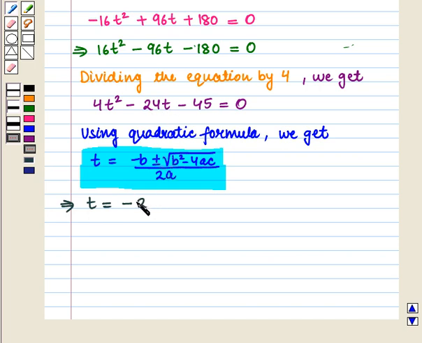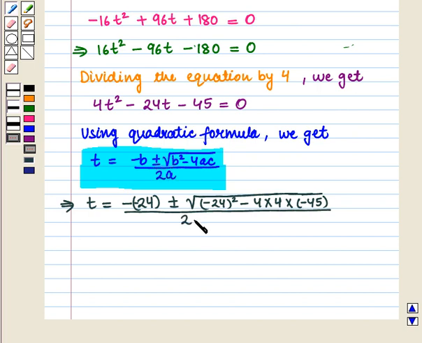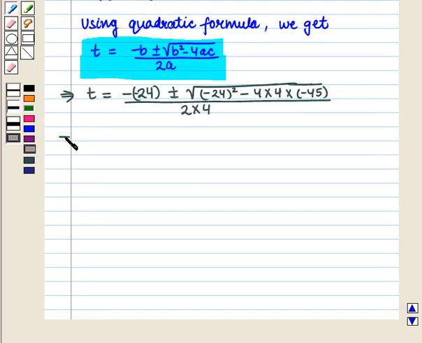minus of coefficient of t, that is minus of minus 24 plus minus square root of b square minus 4ac. Now b square will be equal to minus 24 whole square minus 4 into a, that is the coefficient of t square, that is 4, into c, that is the constant term, that is minus 45, whole upon 2 into a, that is 2 into 4, and this implies that t is equal to 24 plus minus square root of minus 24 whole square, that is 576, minus 4 into 4 into minus 45 is plus 720, whole upon 8.